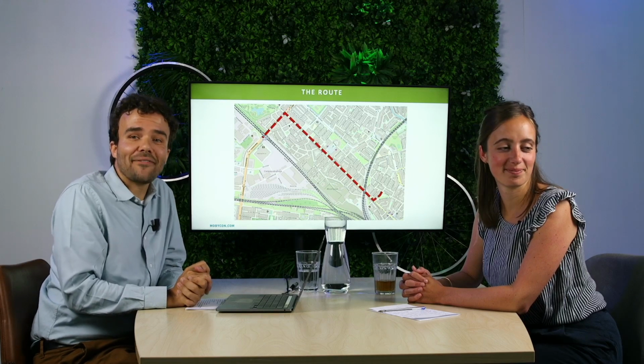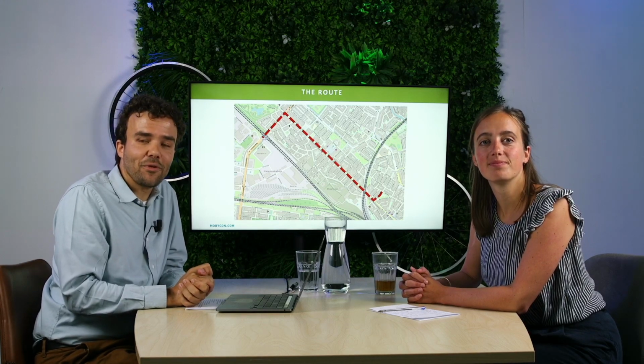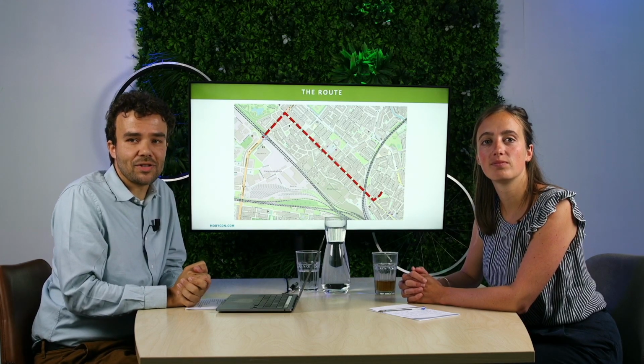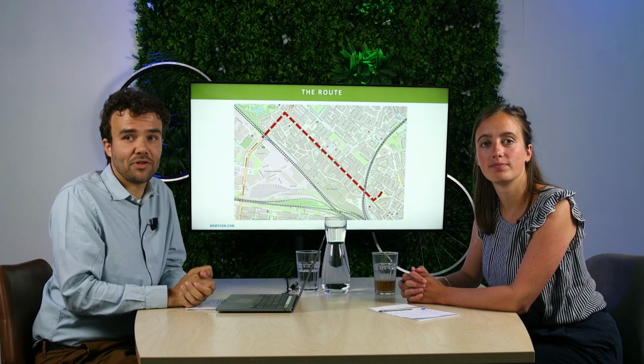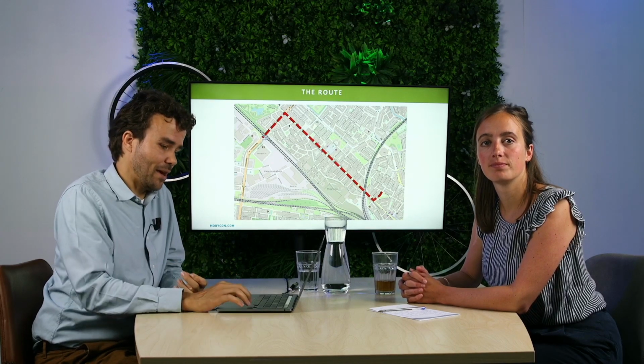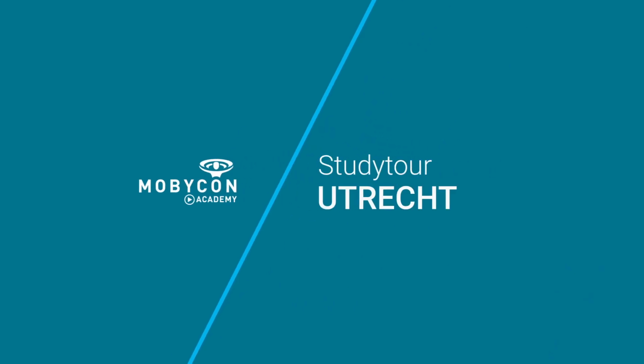And then we're going to turn left at the intersection and ride a few hundred meters more towards the train station to look at the bike parking situation at the train station. So with that, we're going to turn over to the 360-degree camera.